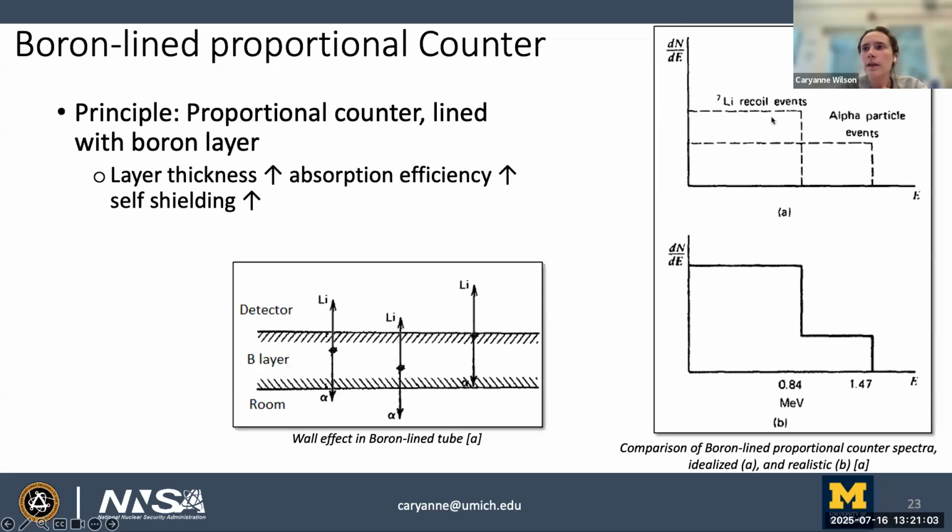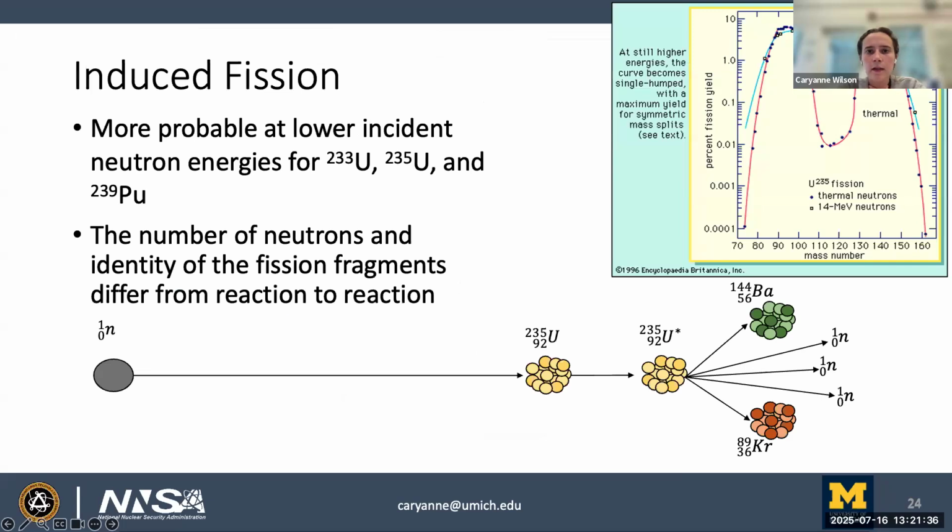So basically, if the lithium is emitted in the direction of the detector, it will deposit up to 0.84 MeV. And if the alpha is emitted in the direction of the detector, it will deposit up to 1.47 MeV. So this detector has the disadvantage that it's not gamma blind, because you would see some energy depositions in this lower energy region too, and you can't just cut that off or set a threshold.